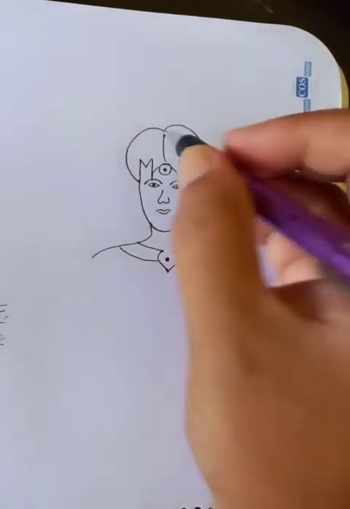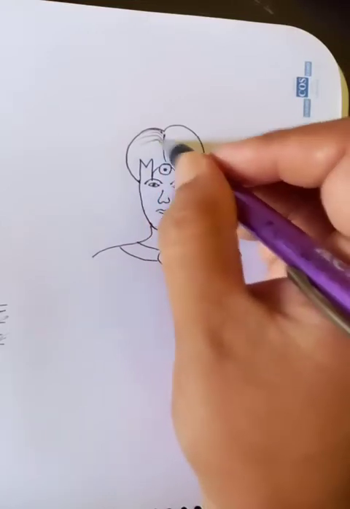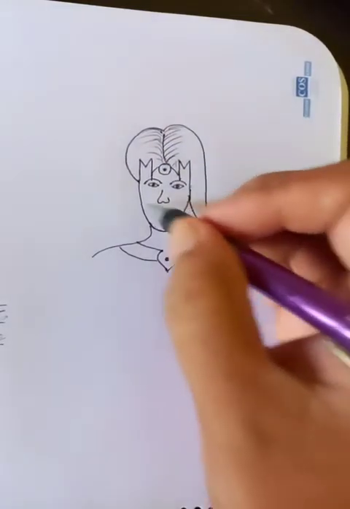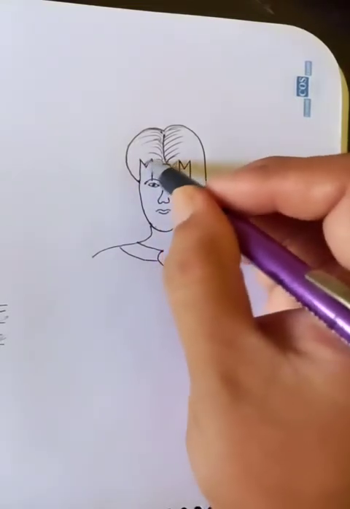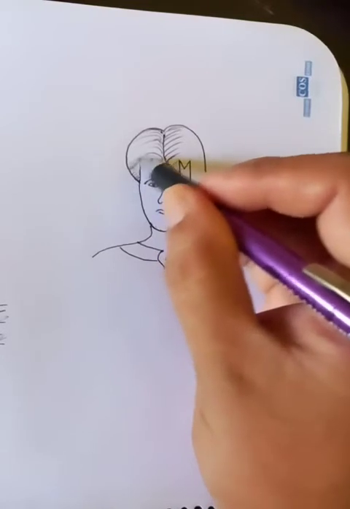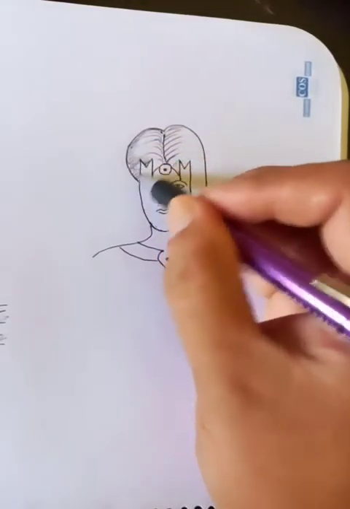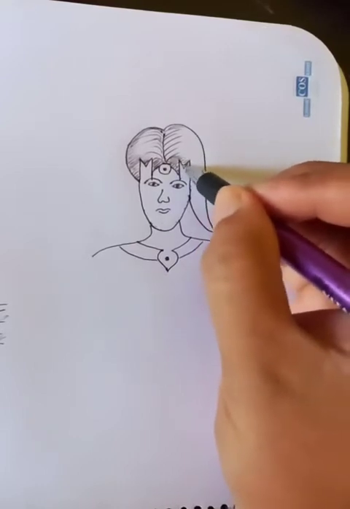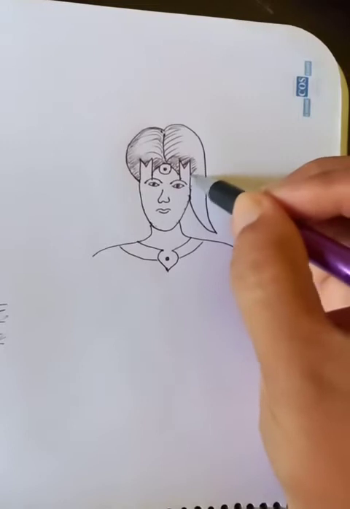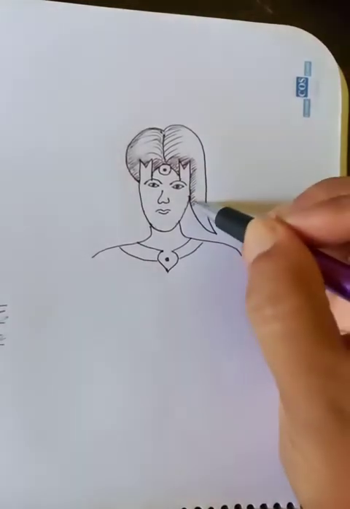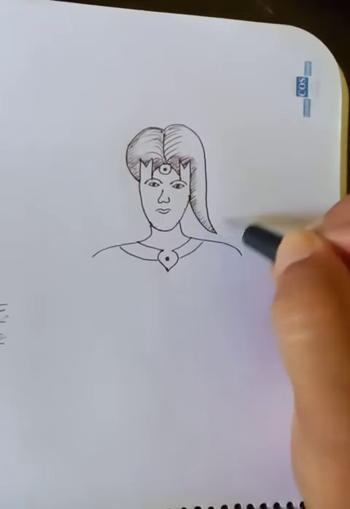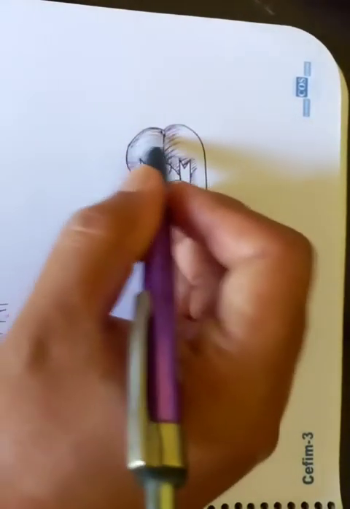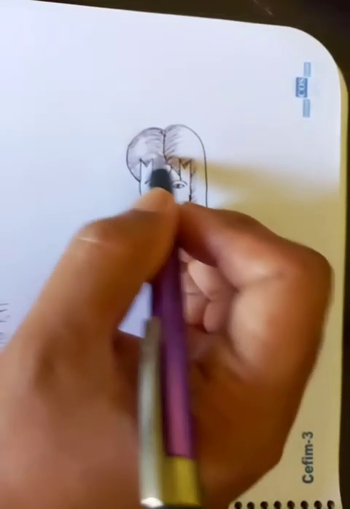Now we can do a little bit of detailing on the hair. The more detailed the drawing, the more interesting the picture. It takes a little bit of time, but it makes the drawing really good. See, the picture is getting more alive than before. It looks better, more okay.